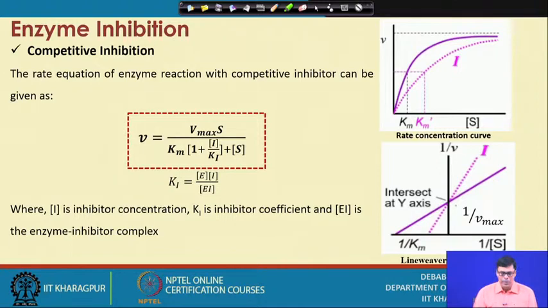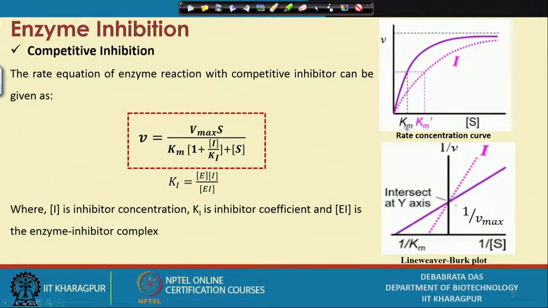Now, how can you determine whether it is competitive? The best way of determining is if you plot V versus S. In this plot, this is no inhibition, am I right? And this is competitive inhibition, which looks like this.